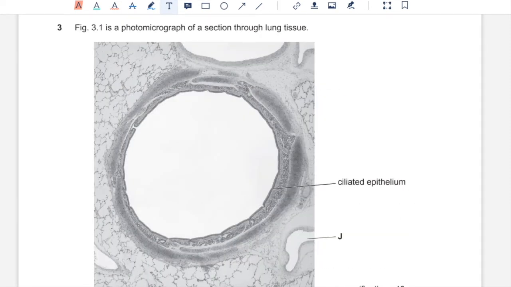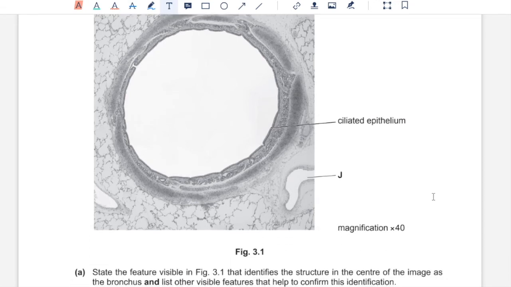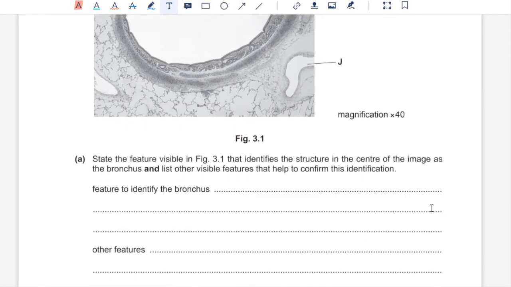Figure 3.1 is a photomicrograph of a section through lung tissue. So you have some labels over here and also the magnification given. A, state the feature visible in figure 3.1 that identifies the structure in the center of the image as bronchus, and list other visible features that help to confirm this identification.